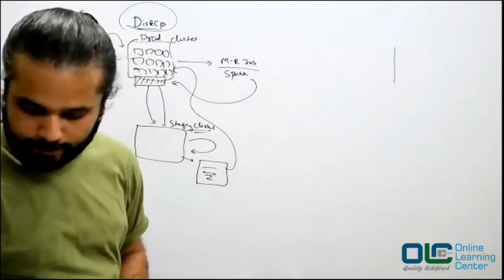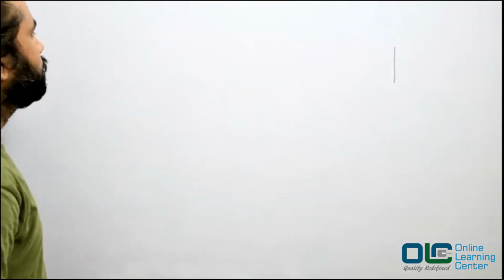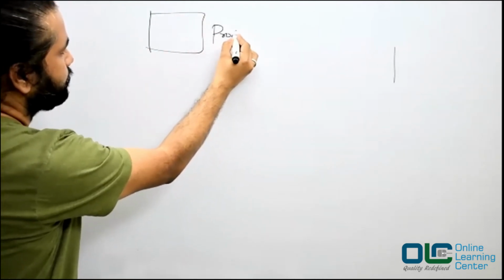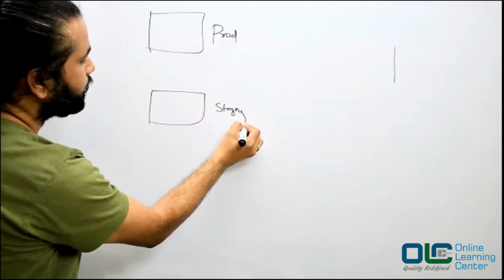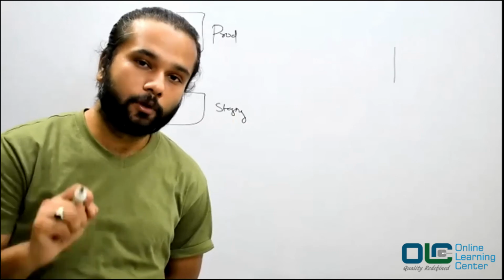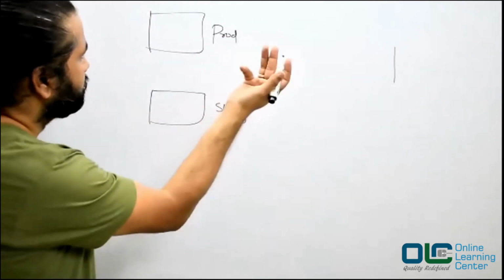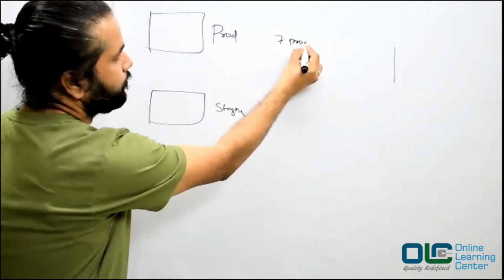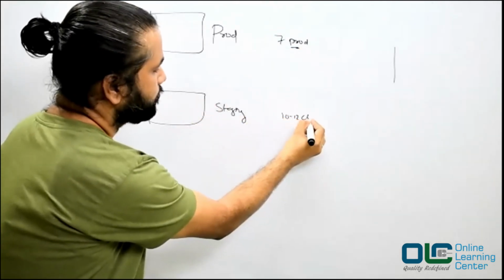Okay, let's understand it better. I'll explain it again so that you understand it more perfectly. Now what I have is a production cluster, prod cluster, and I have one more cluster, the staging cluster. See, in real time there will not be only one production cluster, there will be many, right? For example, where I work right now, we have almost 7 production clusters, and we have many staging clusters, maybe 10 to 12 staging clusters.